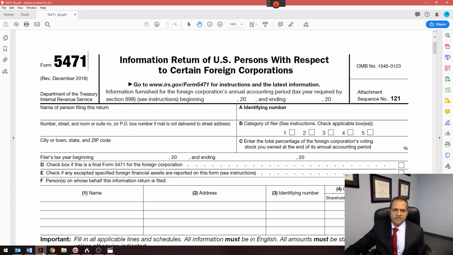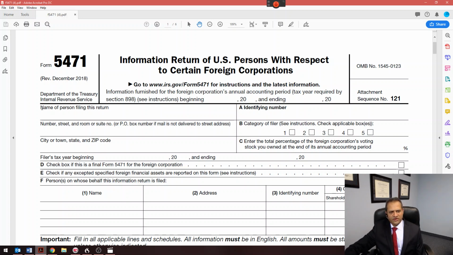This is Parag Patel, today discussing Form 5471 and substantial completion as required by the IRS. The IRS recently put out an international practice unit indicating what is the minimum information required in order to file a Form 5471. So today I'm discussing what those items are.